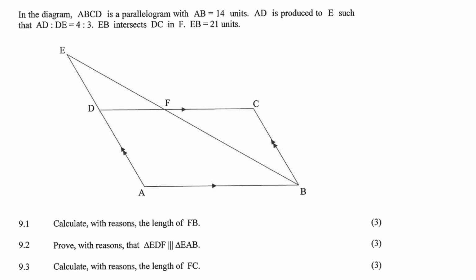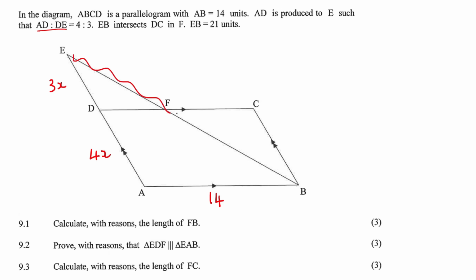In the diagram, ABCD is a parallelogram where the length of AB is 14 and AD is produced. Okay, so AD to DE, AD to DE, so that's 4 to 3. So you say 4x and 3x. EB intersects DC at F, and then EB is 21. EB is 21. Okay, so this length here is 21. All right. So, first question, calculate the length of FB.